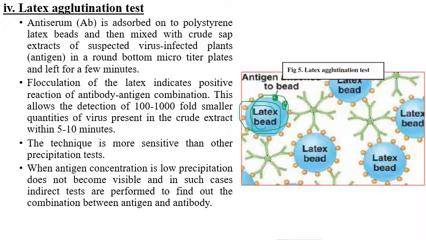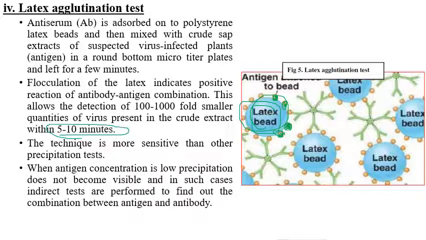Let it stand for some time. This consists of round latex beads with the anti-serum attached on top of them. Flocculation happens here because of the antigen-antibody combination. This allows the detection of 100 to 1000 fold smaller quantities of plant virus. Even very small quantities of plant virus can be identified using the latex agglutination test, and moreover it takes very little time, 5 to 10 minutes. Within 5 to 10 minutes we can identify the presence of virus.